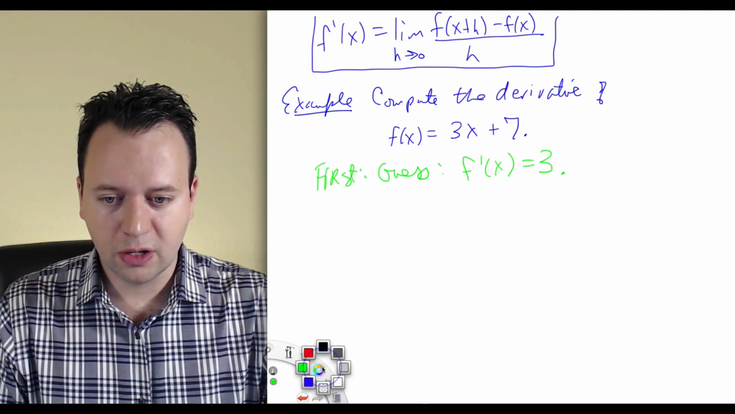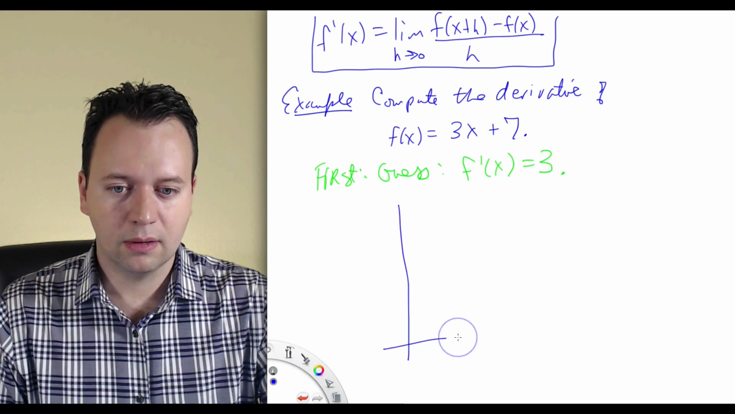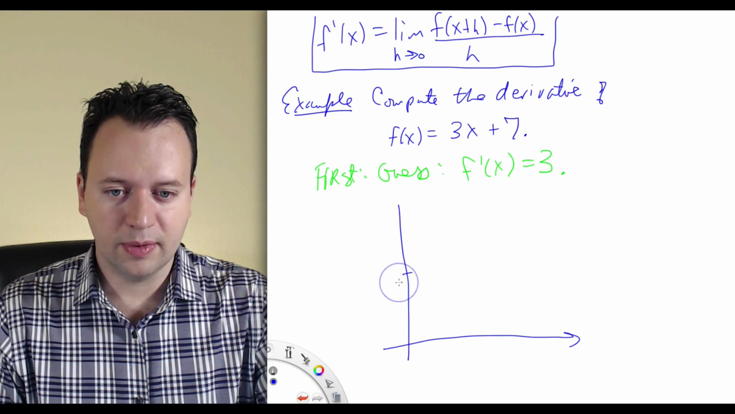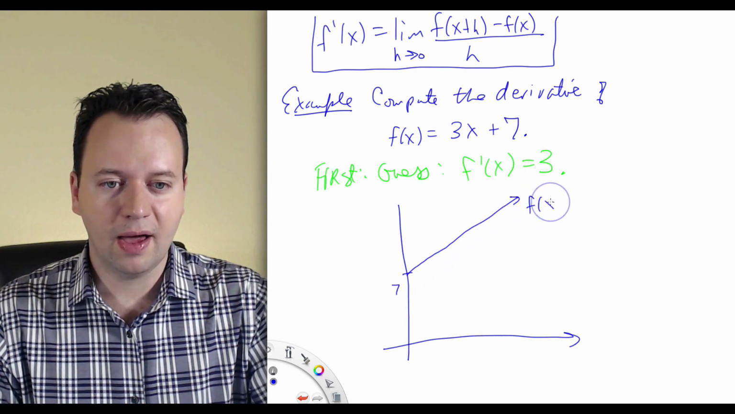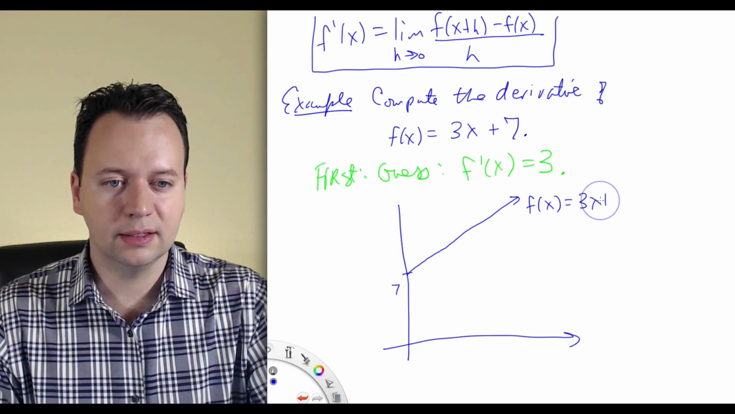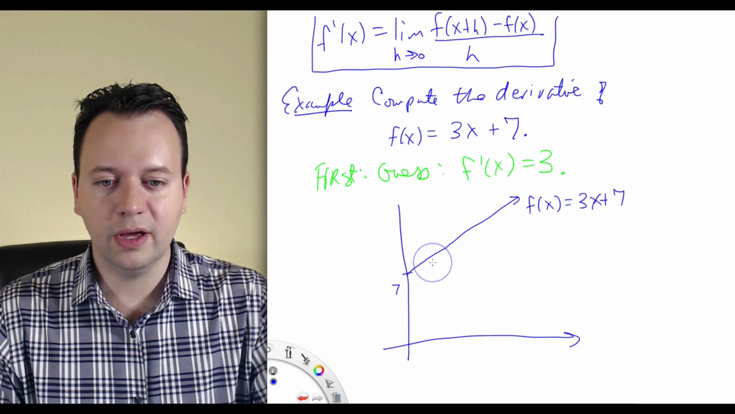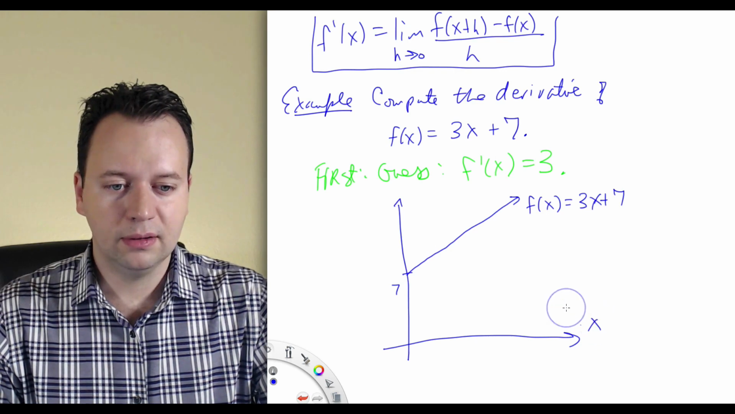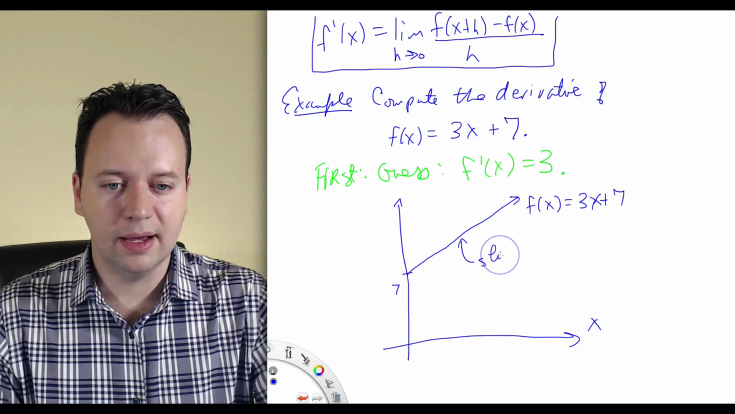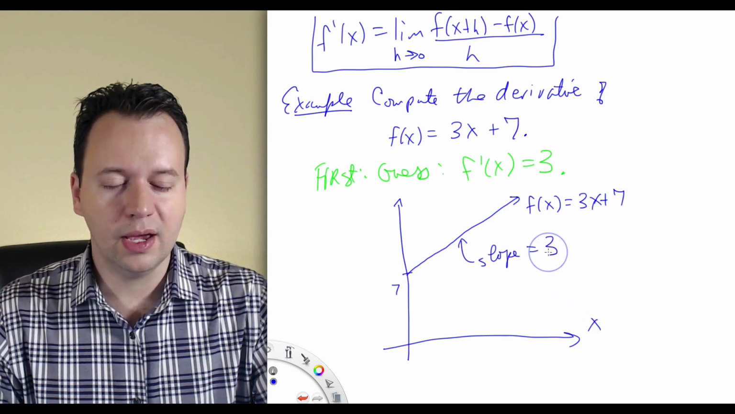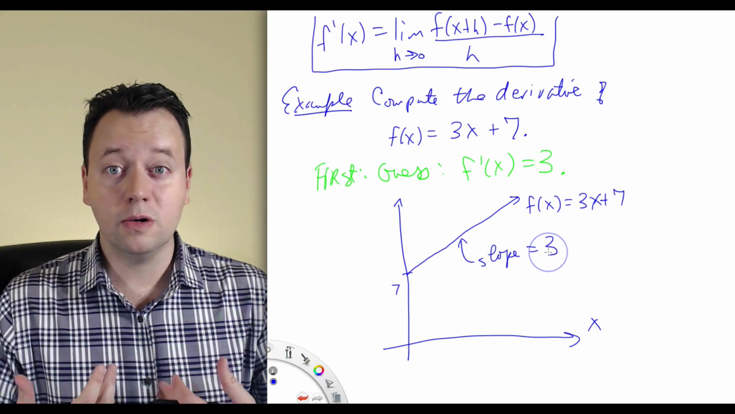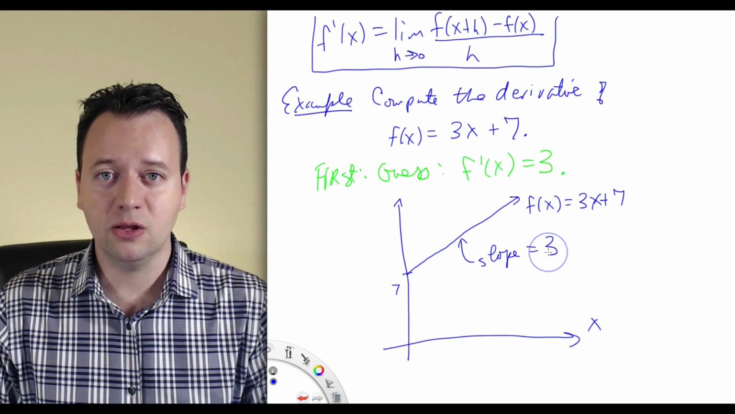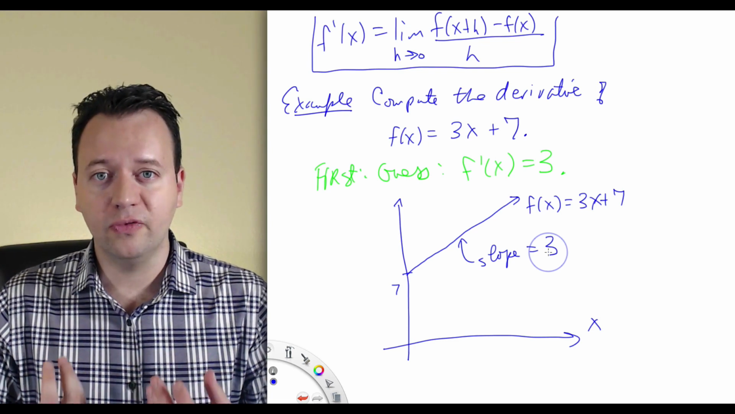So this function that we have, so here's maybe 7. So this is f of x is equal to 3x plus 7. So the vertical intercept is 7, and then the slope of this line is equal to 3. Now remember, the derivative returns the instantaneous rate of change, which is equal to the slope of the tangent line.